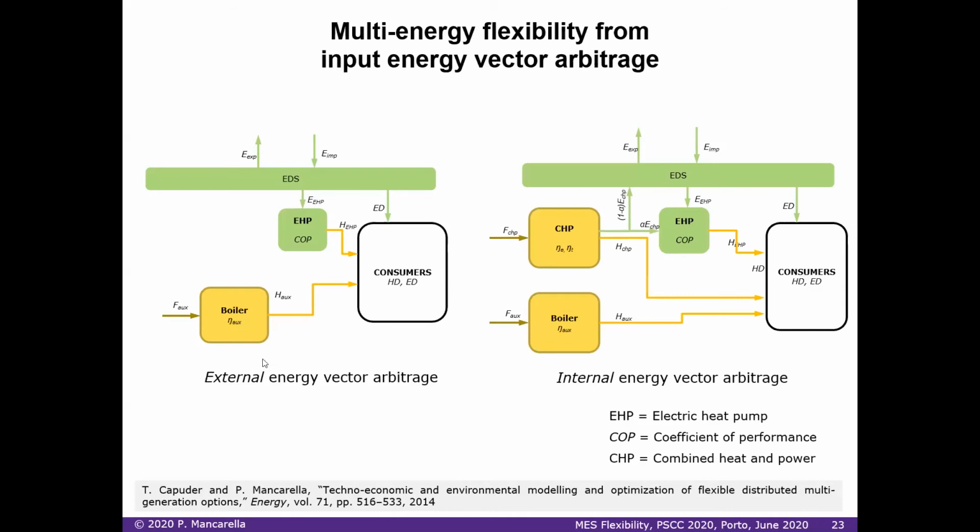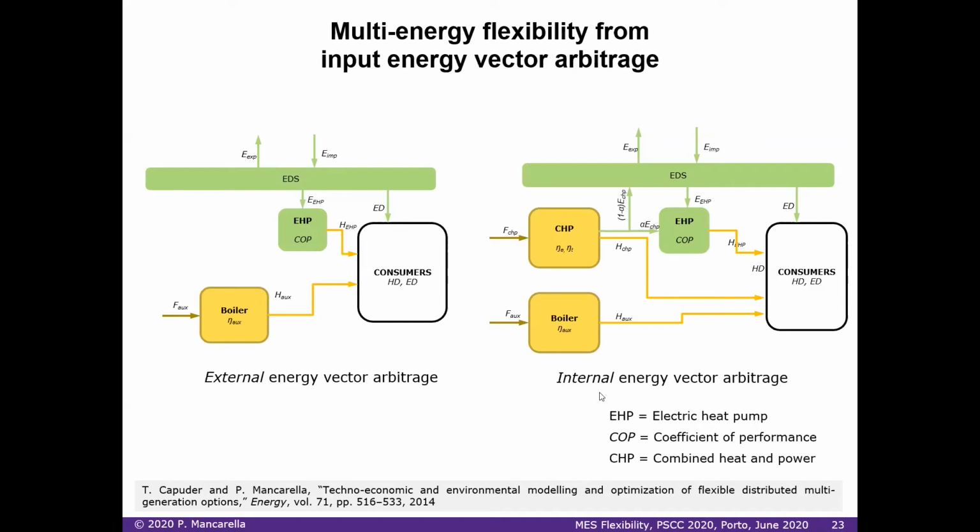Let me just give you an example, it'll be easier. So when I say external energy vector arbitrage, look at this. I basically have an electric heat pump and a boiler, and effectively I can decide, for example, not to use the electric heat pump to have electricity, but instead to use gas to provide heat. Effectively, this is the model of a hybrid heat pump with a sort of gas boiler top up that was also mentioned earlier by Keith. And in this case, basically, I shift from electricity to gas to supply my heat demand.